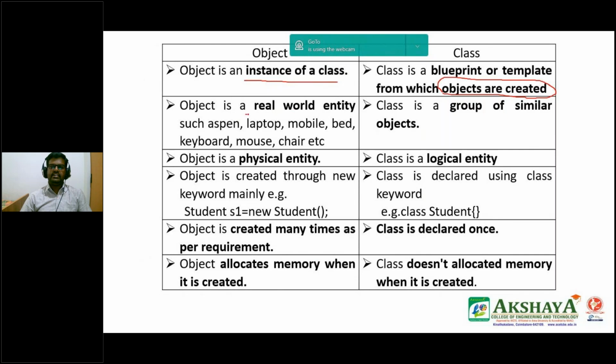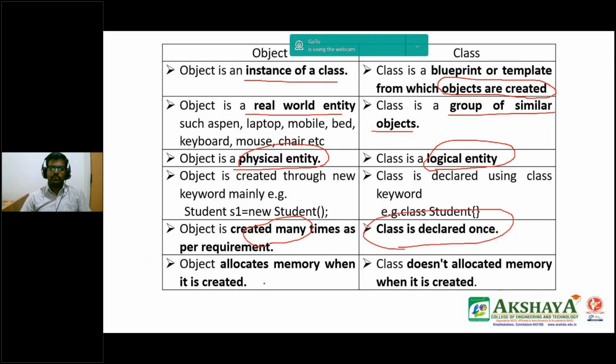Object is a real world entity. Class is a group of similar objects. Object is a physical entity. Why is it a physical entity? Because all the physical components are objects. Class is not like that. It is a logical entity. You can create n number of objects as per the requirement, but you can use only one class.